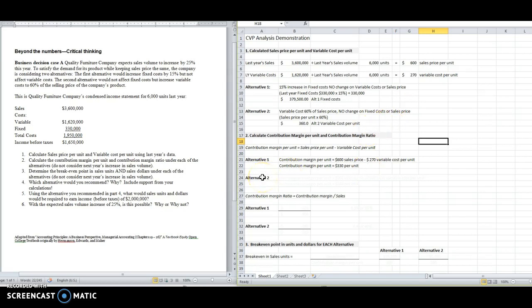For alternative 2, we notice that we have a different variable cost per unit. We're at $360, but my sales price remains the same. So we're still at $600 per unit. We just have that different variable cost. So that makes my contribution margin per unit $240.